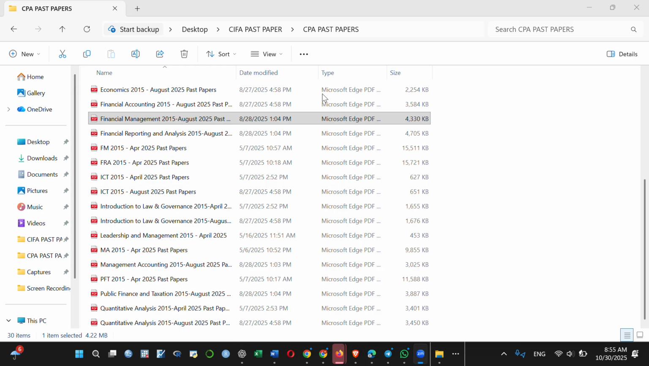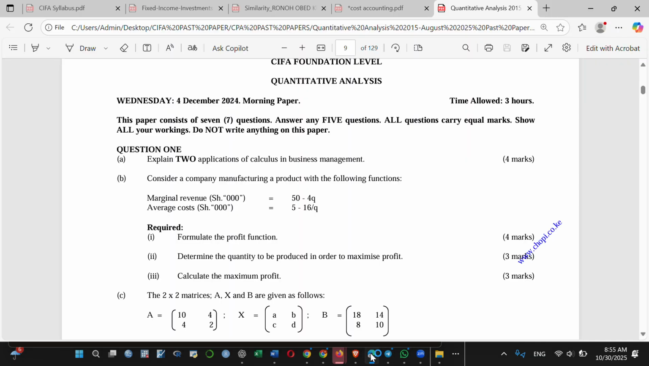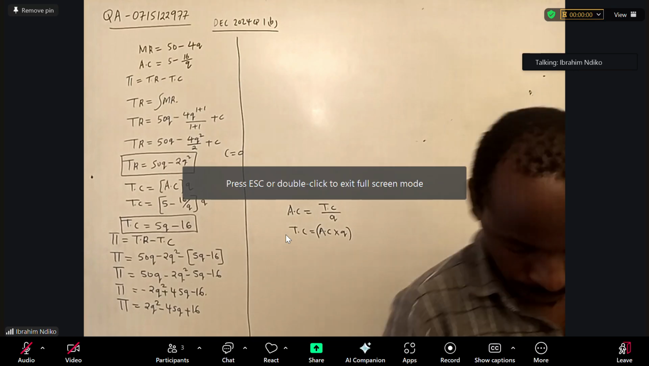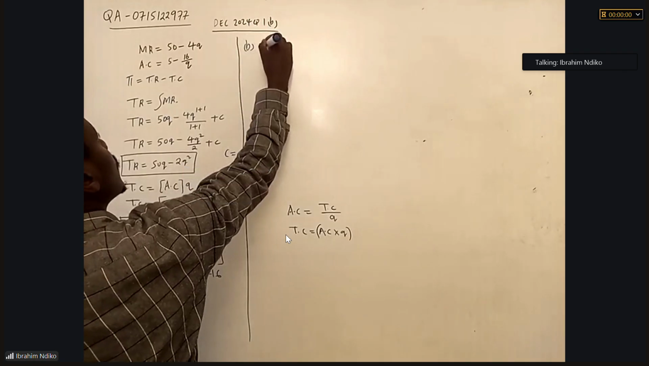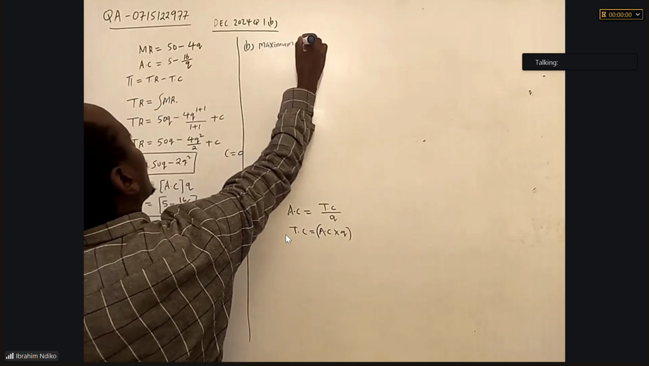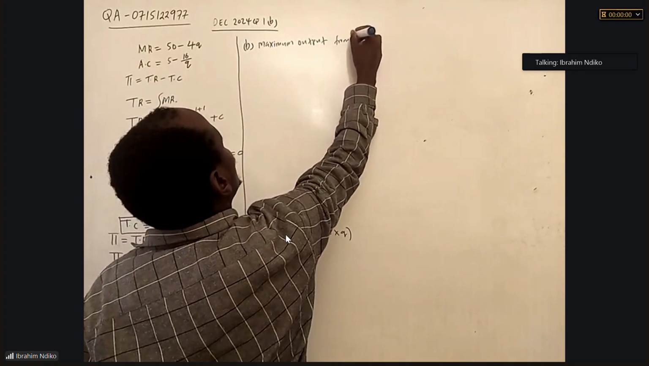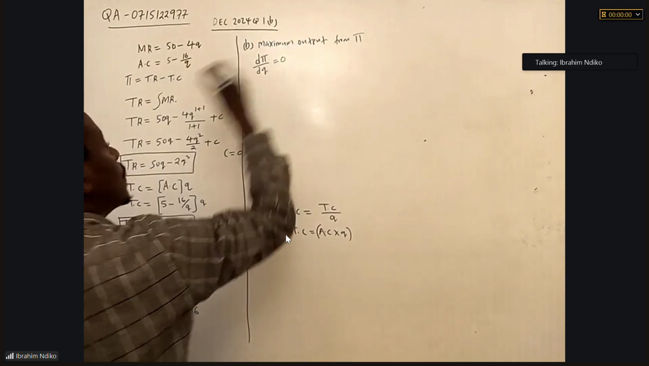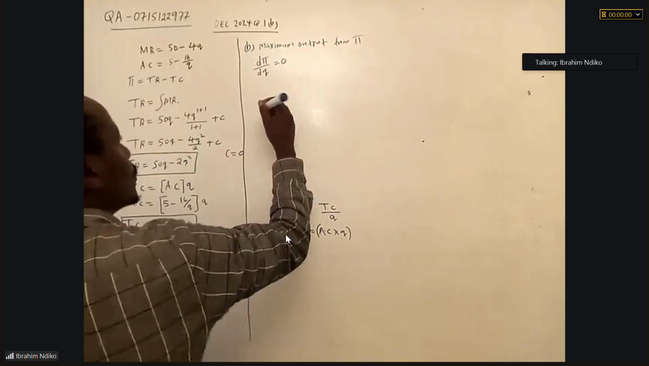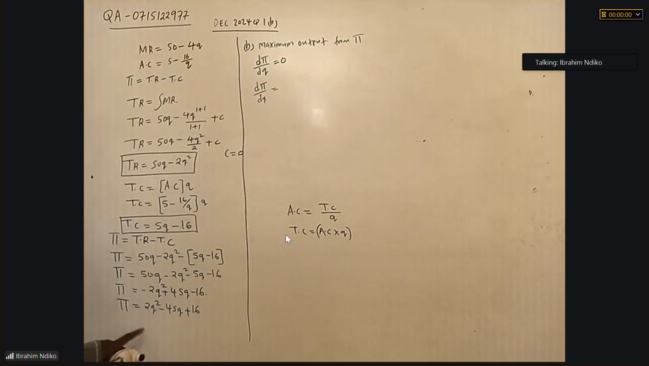That's our profit function. Now we are supposed to go to number B, the quantity to be produced in order to maximize profit. So the maximum output from our profit: we know that the change in profit over change in quantity must be equal to 0. So in this case, change in profit over change in Q, we need to differentiate this one.